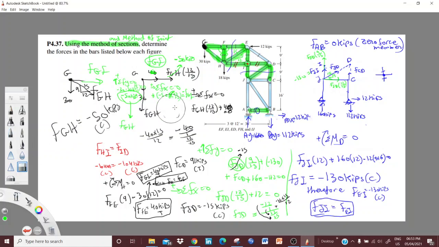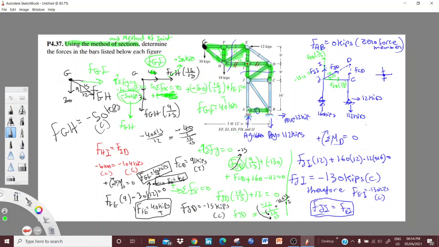Let's erase it in order to make it clear. I have minus 50, so it's plus since it is right, times 12 over 15, and I have also plus FGF equal to 0. So the answer is going to be equal to 50 times 12 over 15. So FGF is equal to 40 kips tension.